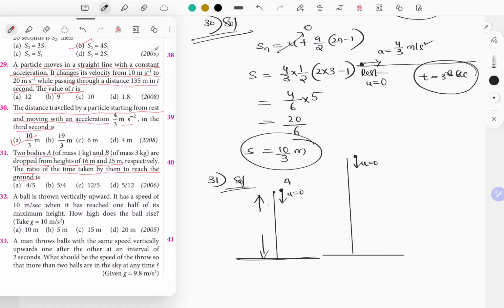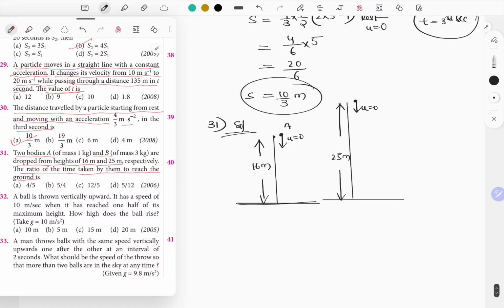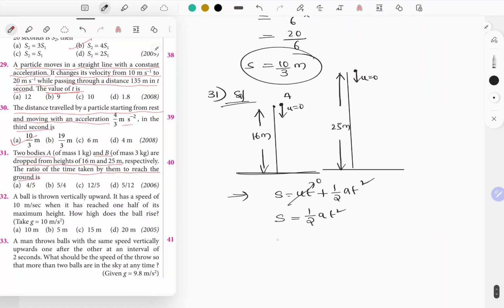So what is the total height of the first body? From what height is it dropped? It's from 16 meter. Another one is from 25 meter. Super. The ratio of the time taken by them. So S is equal to ut plus half at square is the formula that I have to use. Initial velocity of both the objects is 0. So I can write S is equal to 1 by 2 a t square. As the object is moving downward, S is negative. In place of S, I can write minus h, because in place of displacement covered, I'm representing it as the height of the tower. Minus h equals minus 1 by 2 into g into t square, because a is always minus g, the minus will get cancelled out.